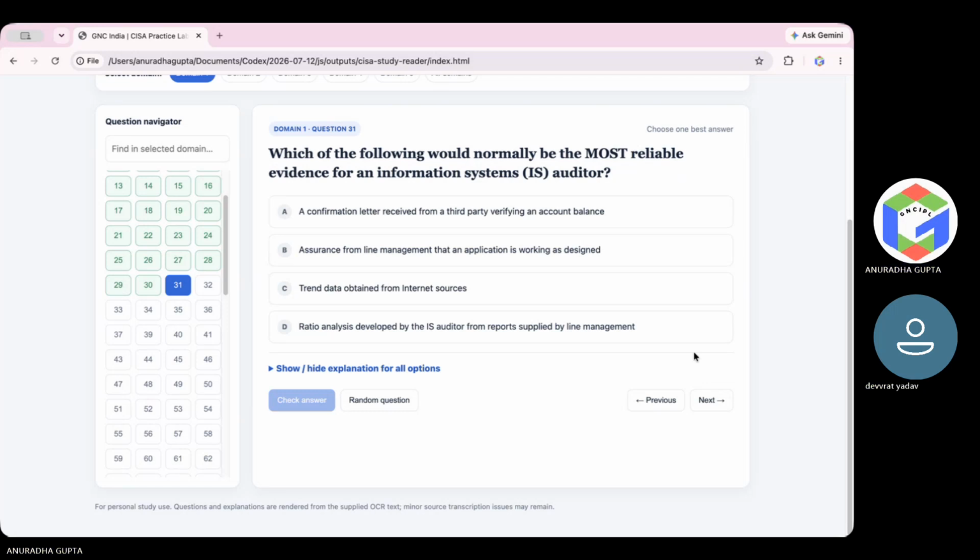Risk assessment. Which of the following would normally be the most reliable evidence for an information auditor? Okay.